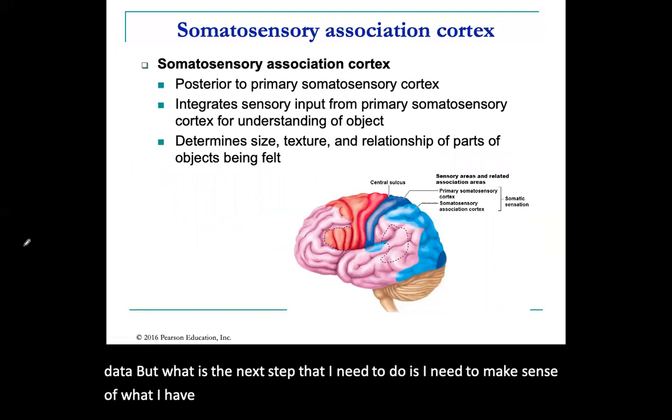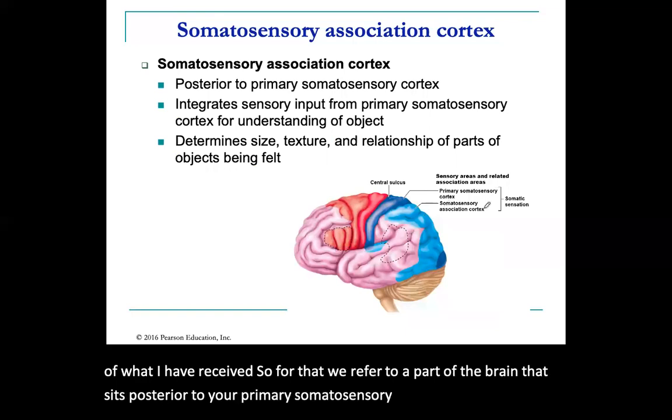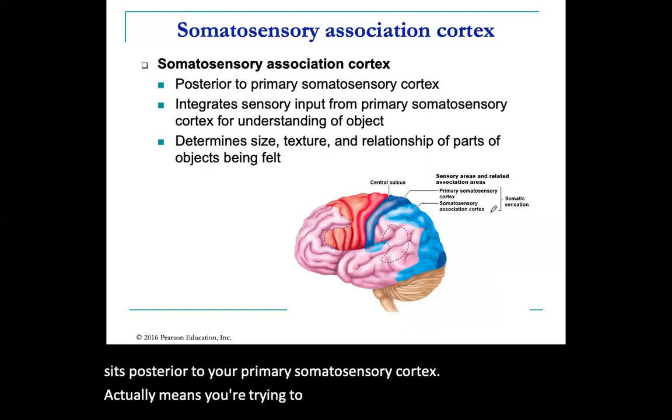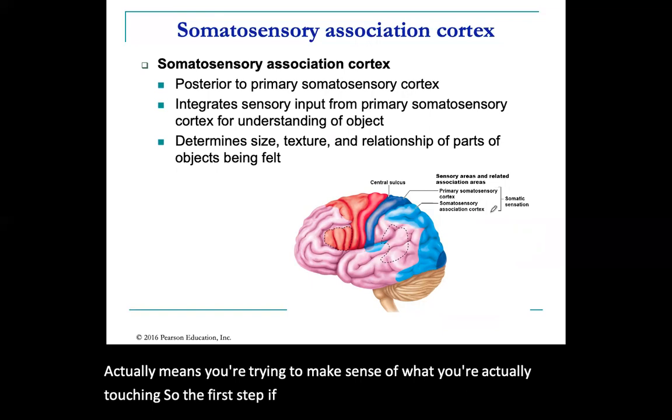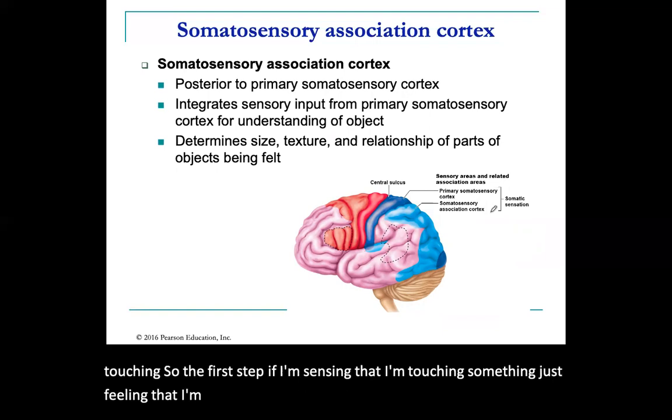So for that, we refer to a part of the brain that sits posterior to your primary somatosensory cortex called somatosensory association cortex. As the name implies, the word association in this case implies that you are trying to figure out what the sense of touch actually means. You're trying to make sense of what you're actually touching. So the first step, if I'm sensing that I'm touching something, just feeling that I'm touching a surface, for instance, that's my primary somatosensory cortex.